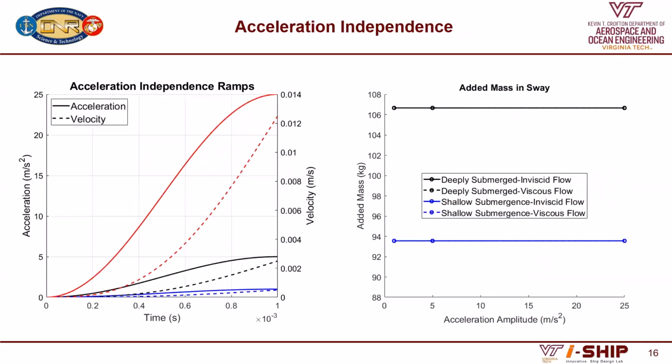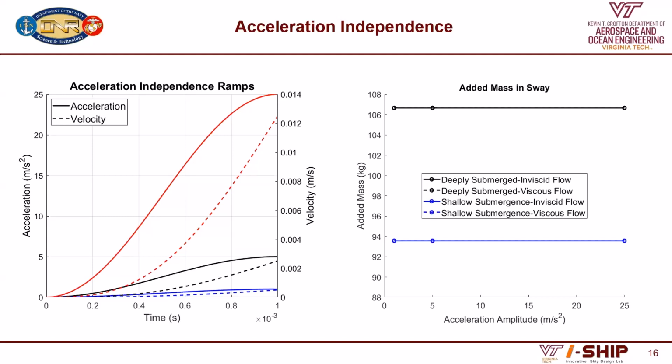So now we come to acceleration independence. Can we use different accelerations and still get the same added mass value despite the acceleration used? So we used 3 different acceleration ramps shown on the right with their respective velocity curves. We had acceleration amplitudes of 25, 5, and 1 meter per second squared over this small time scale.